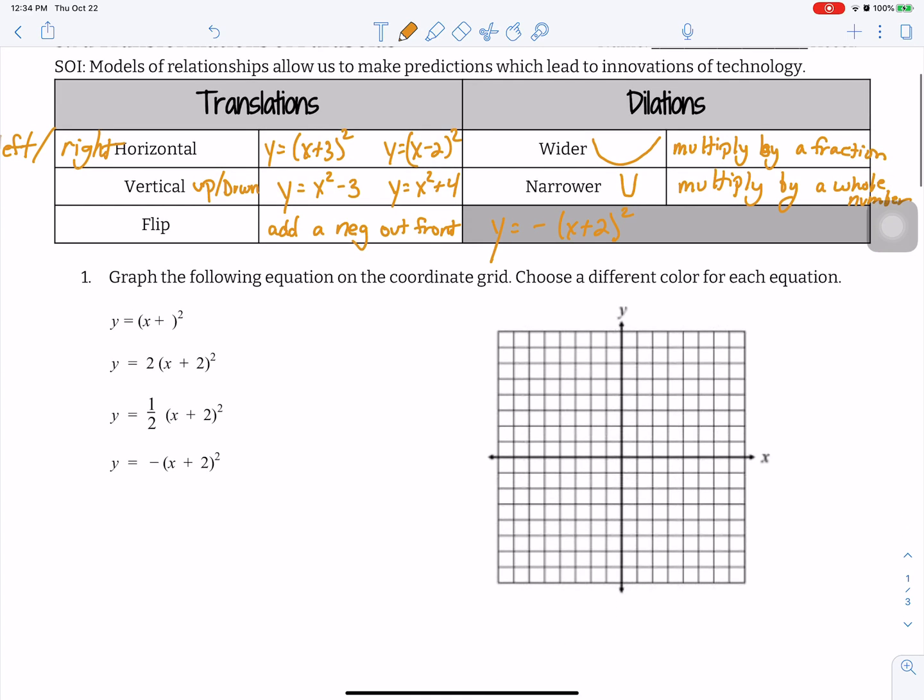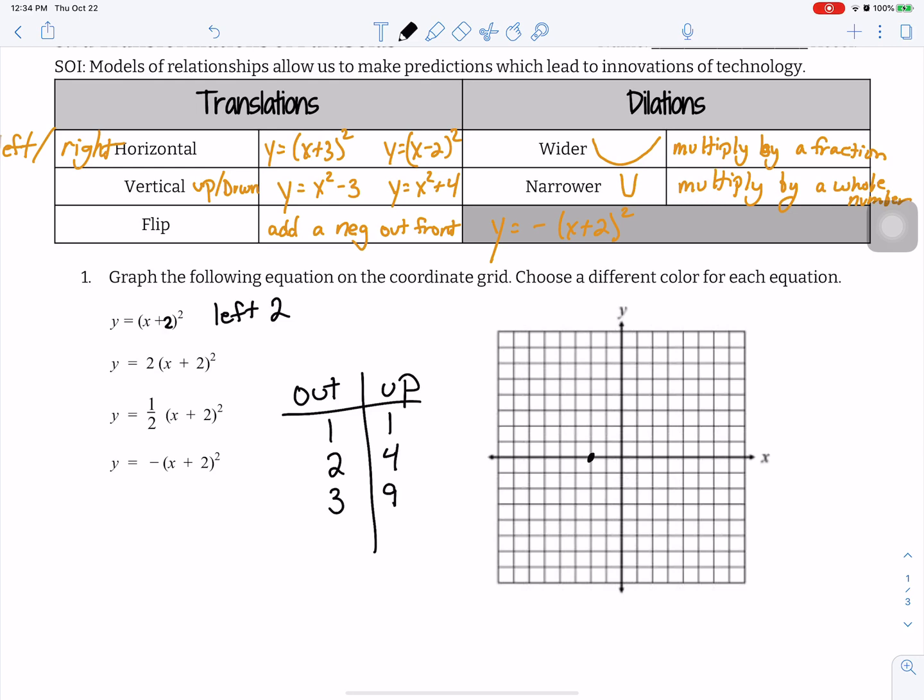Okay, so the first one, we are going to graph this, and your sheet should have a 2 in there. This first one is just what we were working on yesterday, and this tells us to move it left 2. So I'm going to take my parent function, move it left 2, and then I'm going to still do my normal out and up. Just to remember, out and up is going to tell me 1, 1, 2, 4, 3, 9. I'm squaring those numbers. And so I can just put those on my graph. And I'll put that 9 in. It's only 1 up above.